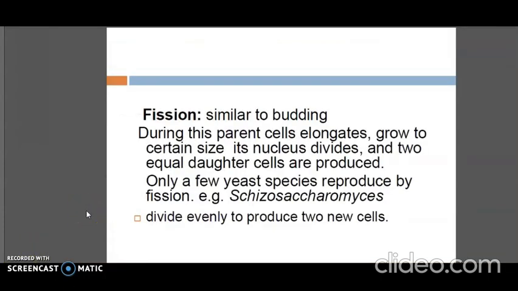And the next one is binary fission, that is similar to budding. During this, the parent cell elongates, grows to a certain size, its nucleus divides, and two equal daughter cells are produced. Only a few yeast species reproduce by this fission, and an example is Saccharomyces, and it divides evenly to produce two new cells.